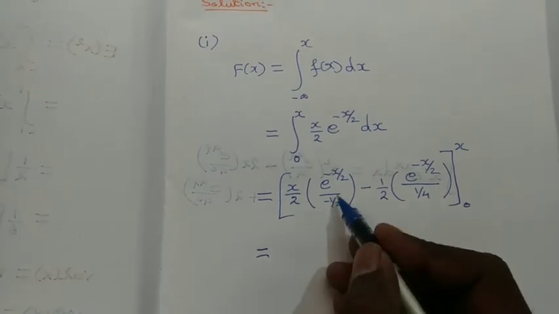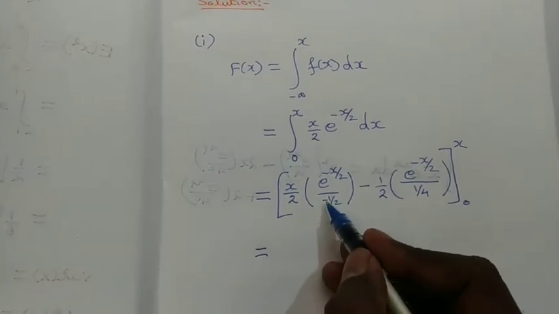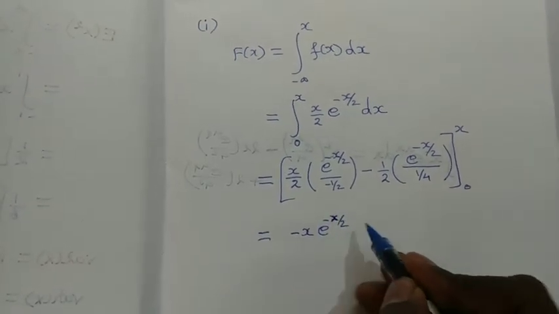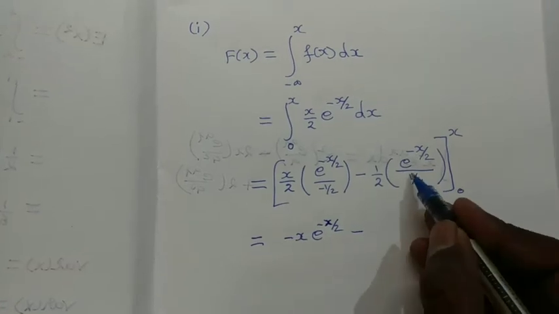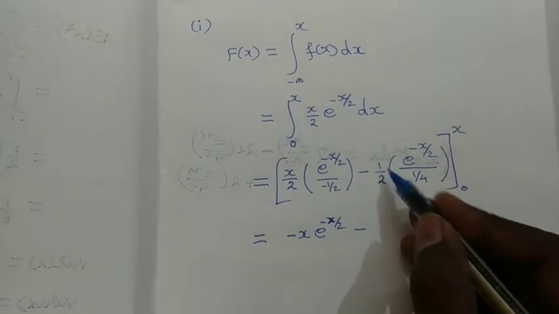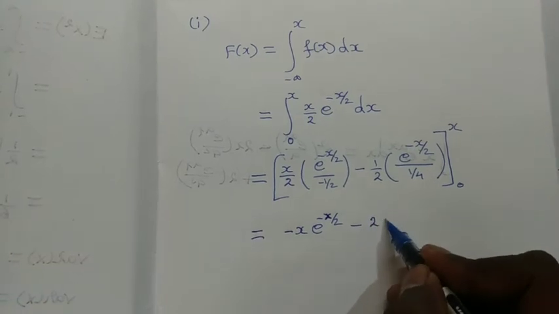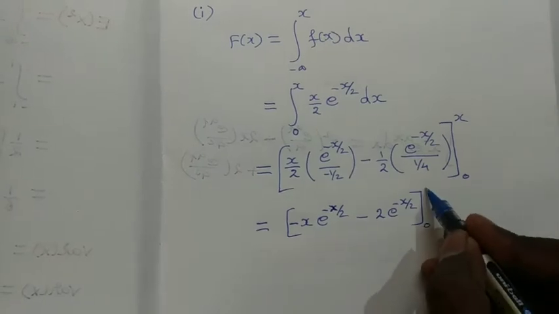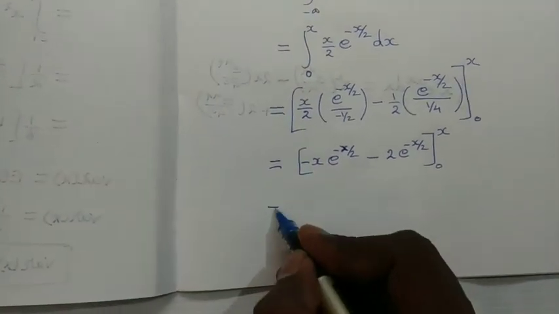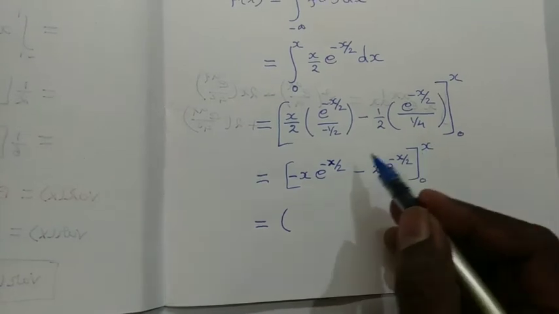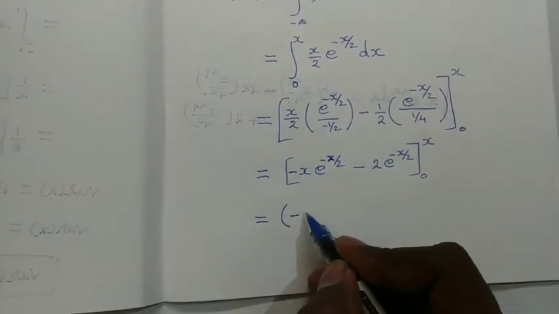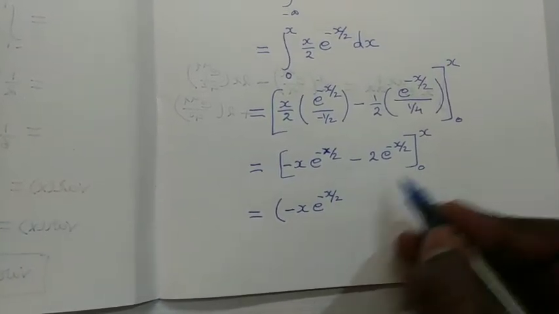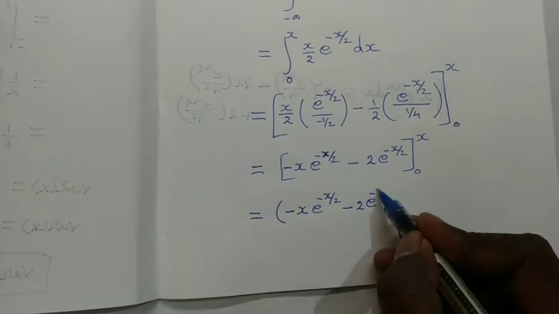Okay, so here this 1 by 2 cancels, so the remaining minus we can take here, so minus x into e power minus x by 2, and here the denominator 4 can be taken into the numerator, 2 and 4 cancel, which means 2 into e power minus x by 2, with limit 0 to x. Now I am going to substitute the upper limit first. Substitute x wherever there is x, so the same function will come, minus x e power minus x by 2, minus 2 into e power minus x by 2.